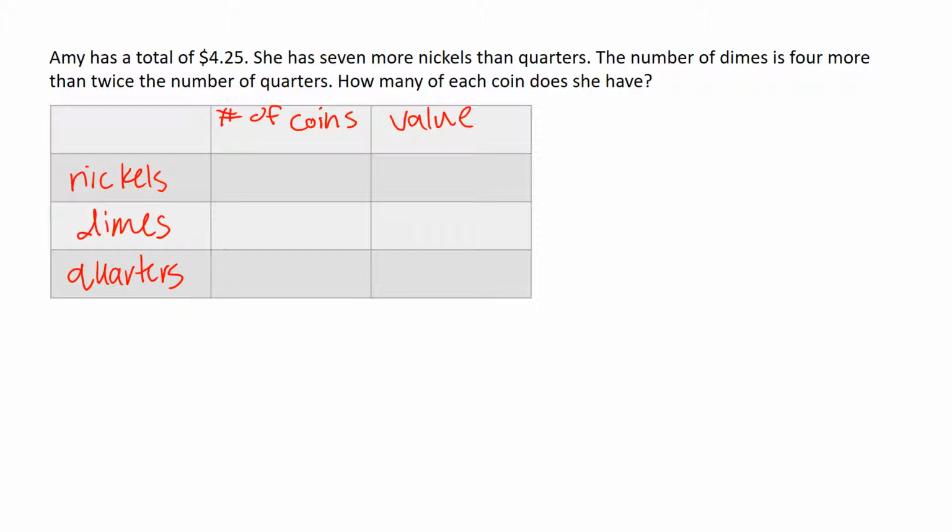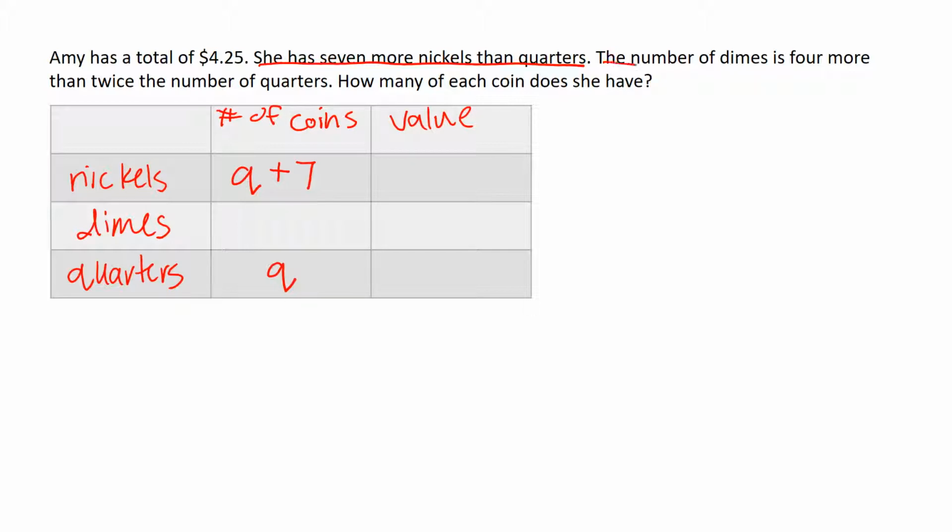So let's figure out how we can write the number of nickels, the number of dimes, and the number of quarters using just one variable. From this first sentence about the number of coins, it says she has 7 more nickels than quarters. So that tells us that the number of nickels is going to be 7 more than the number of quarters. That sounds like number of quarters plus 7. So that means we're going to have the number of quarters be Q.